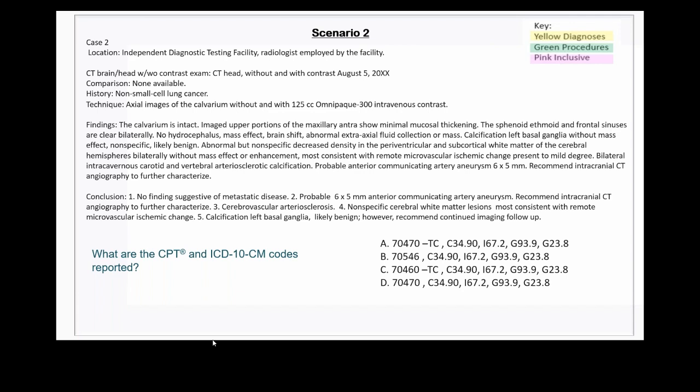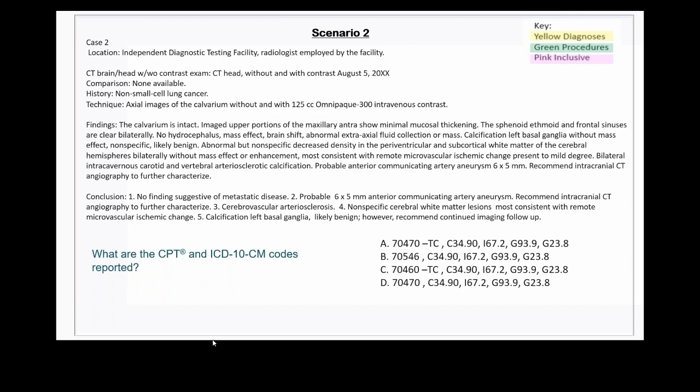Case 2. Location: independent diagnostic testing facility, radiologist employed by the facility. CT brain head without and with contrast exam. CT head without and with contrast, August 5th, 2024. Comparison: none available. History: non-small cell lung cancer. Technique: axial images of the calvarium without and with 125 cc's of Omnipaque 300 intravenous contrast.